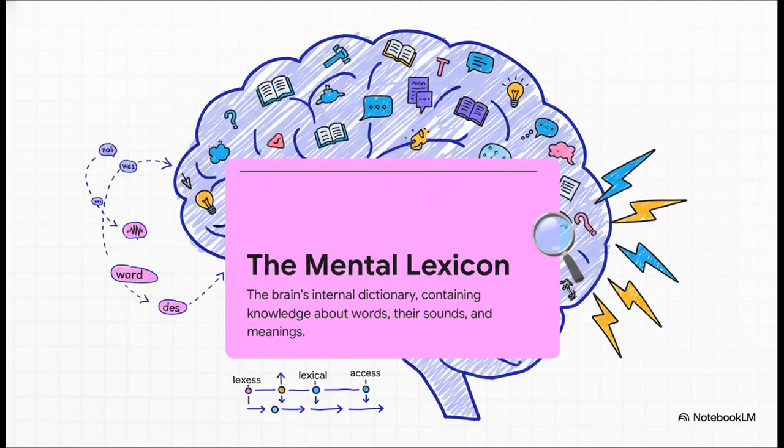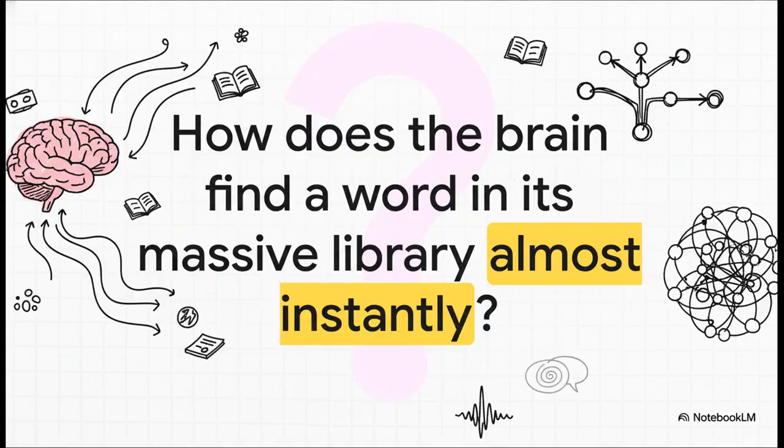So here's the thing. Before you can even begin to understand a word, you've got to find it. Where? In what's called your mental lexicon. You can just picture it as this massive internal dictionary inside your head, just humming with information. And the whole process of finding that word, what psycholinguists call lexical access, it happens in like milliseconds. It's crazy fast. Which leads to the big question, right? How on earth does your brain search through this massive library, tens of thousands of words, almost instantly?